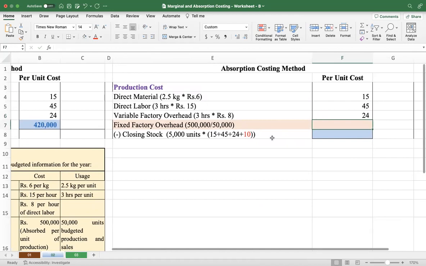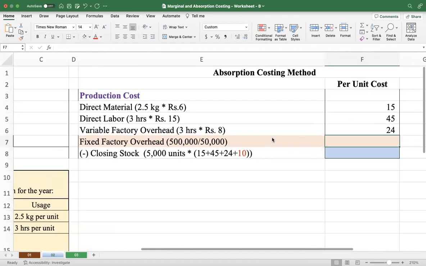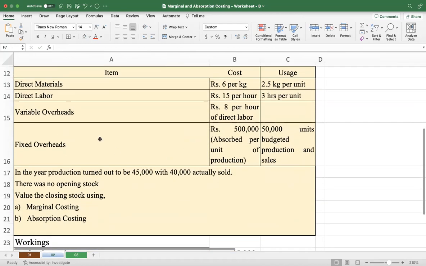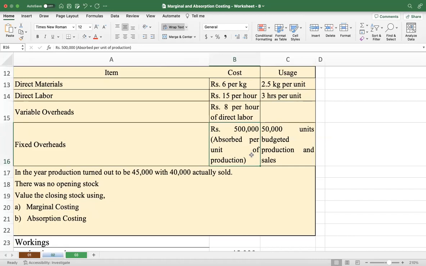But here, since we are trying to find the value of the closing stock using the absorption costing method, we cannot disregard any fixed factory overheads, right? We cannot only take variable costs, like we did in the marginal costing method. Here we need to consider the fixed factory overhead. What do they say here? Fixed overheads, 500,000 rupees absorbed per unit of production.